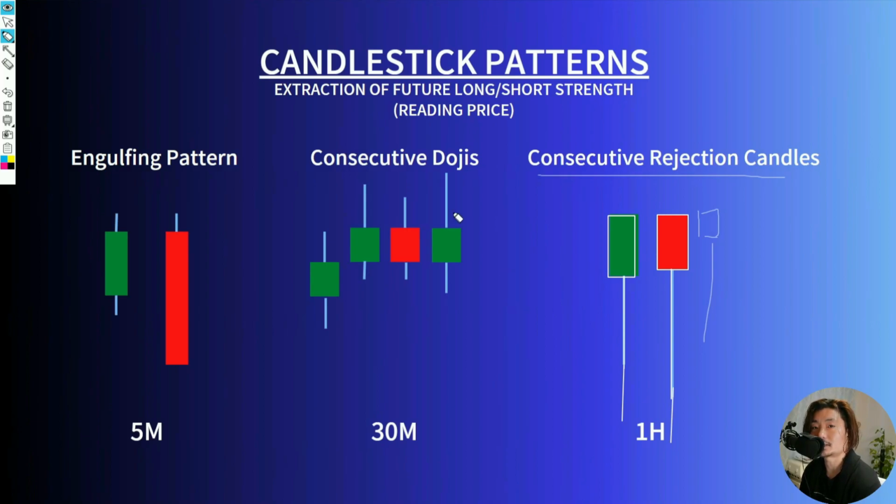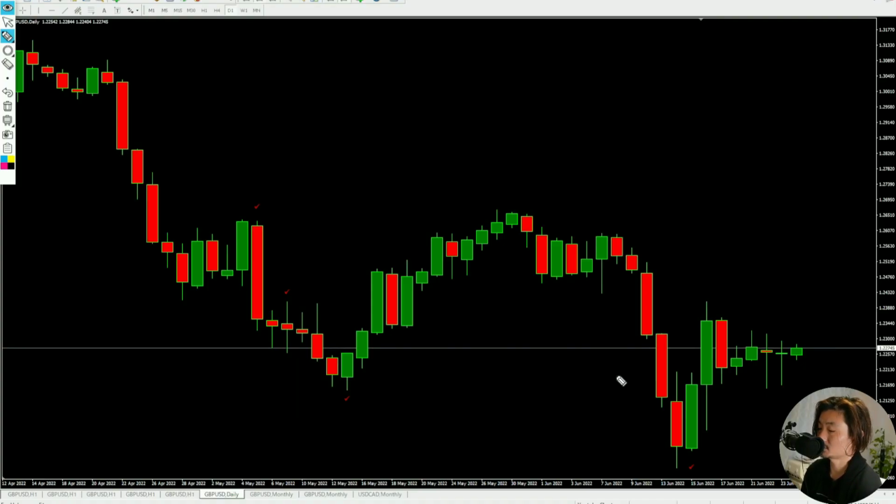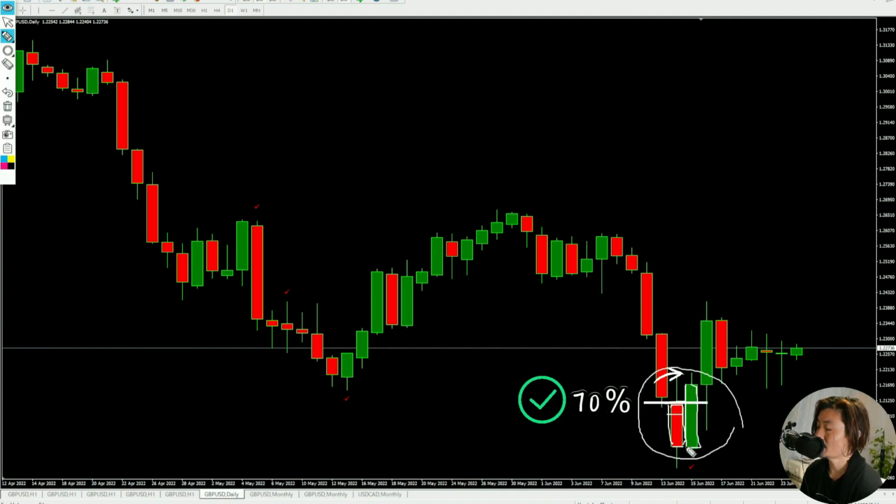Okay, so now let's go ahead and look at these on a real chart. All right, this is the pound dollar daily chart. Right here, we had an engulfing pattern, right? You can see how the second candle is larger than the first candle. In this case, although the first candle is about 70% the size of the second one, and you ideally want the first candle to be only 50% of that second candle, that is a rough statement. I would say the first candle being 70% of the second candle's body will do. Okay, so this engulfing pattern shows future long strength.